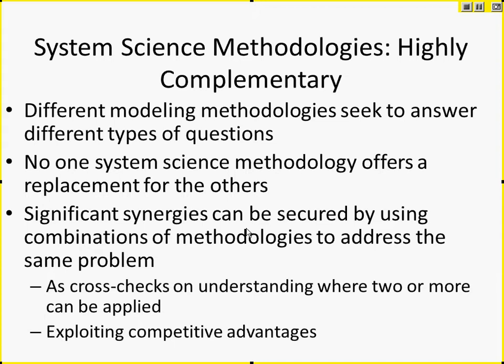So no one system science methodology offers a replacement for the others, and significant synergies can be secured by using combinations. I introduced the course by talking about system science or complex systems methods as the science of the whole. It's about understanding the whole as greater than the sum of its parts. And so it is with these methods. I think when you combine them, you can get insights from that combination that transcend what you can get through each method in isolation, or even by the sum of these methods.